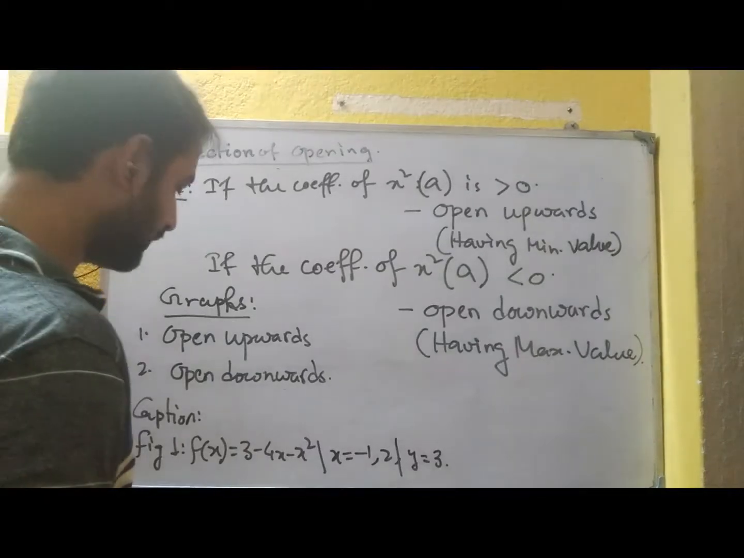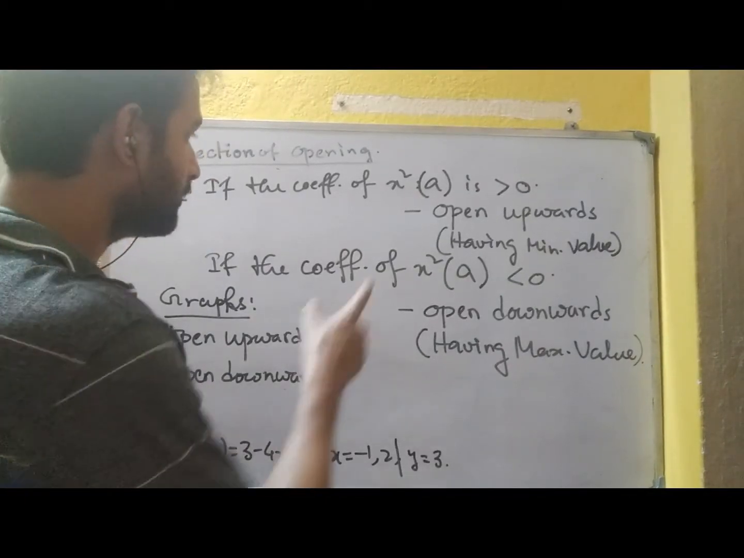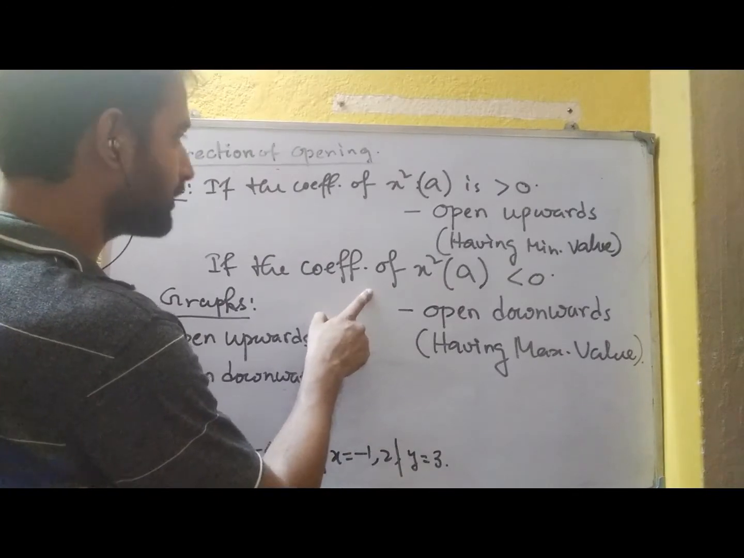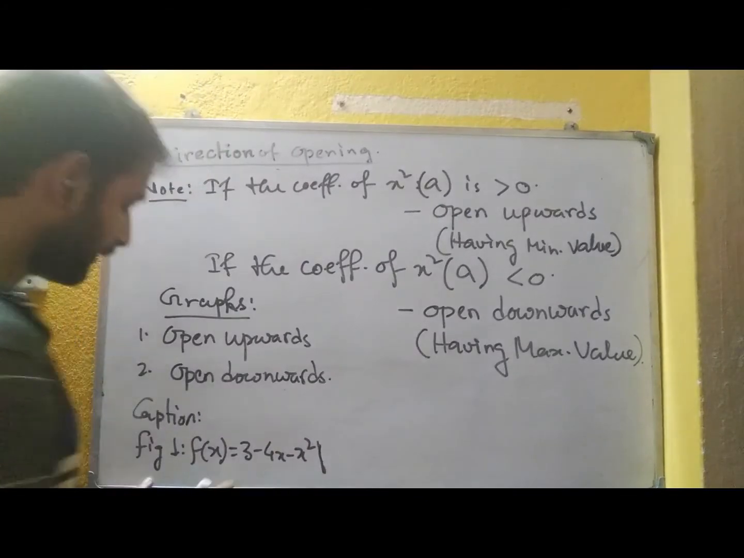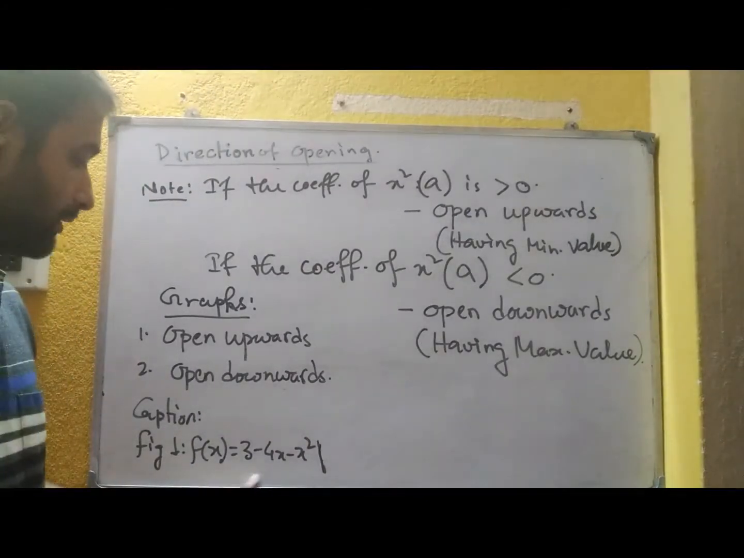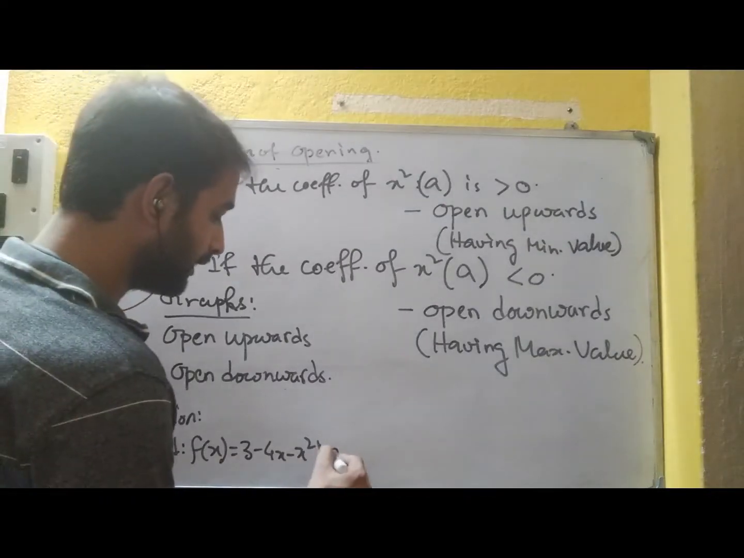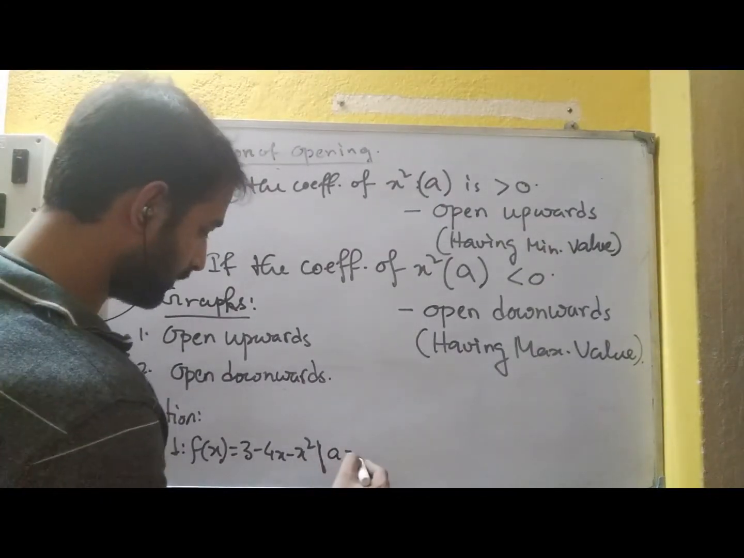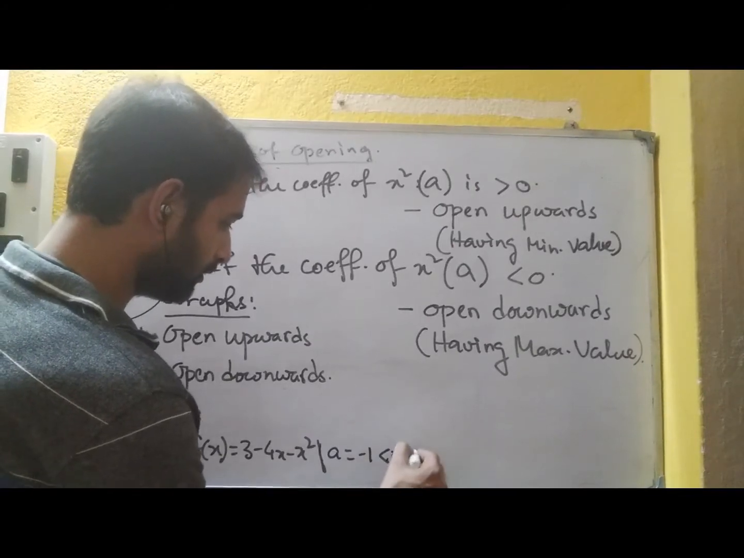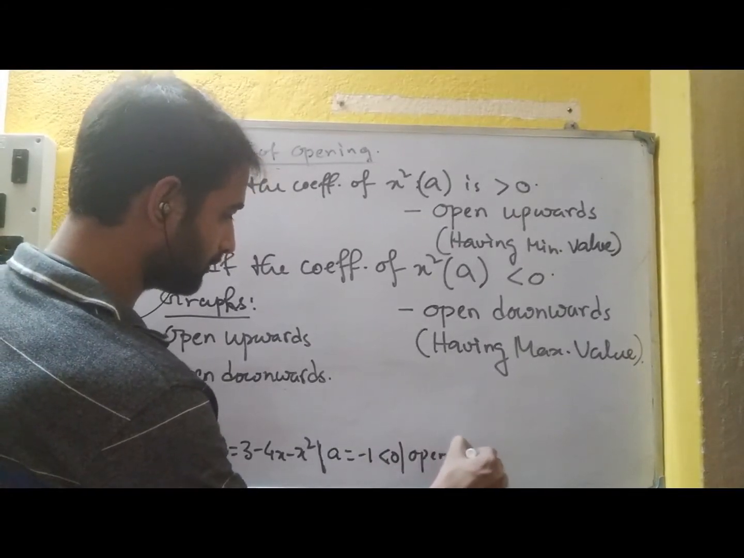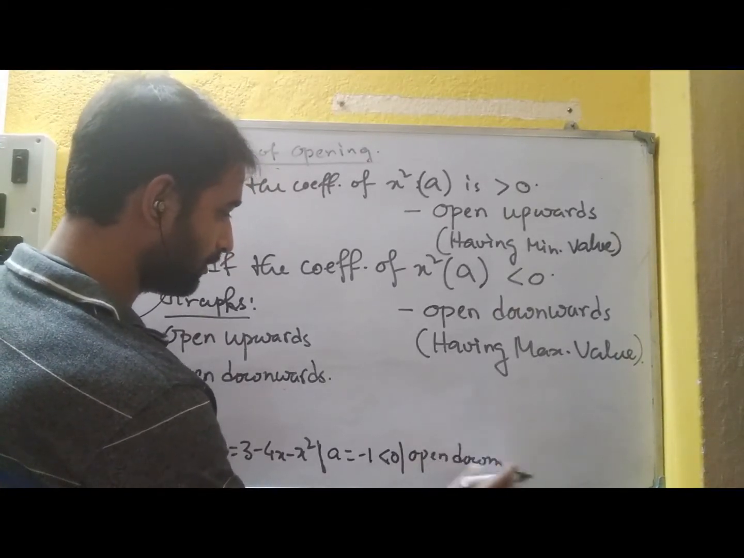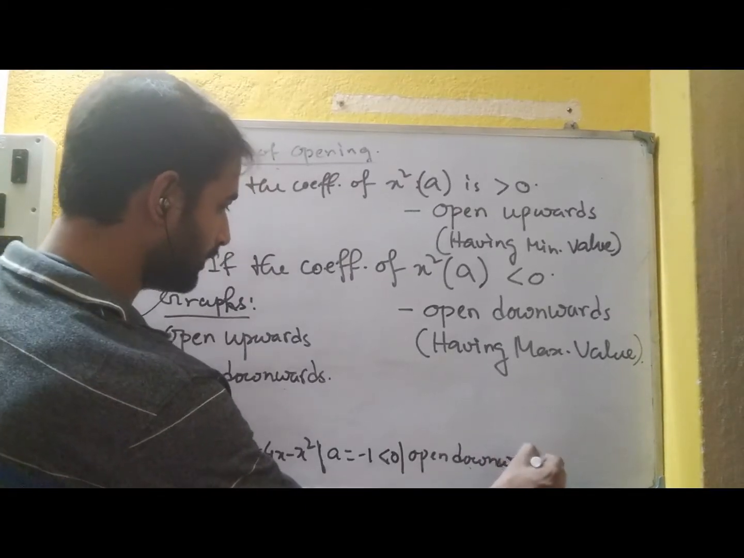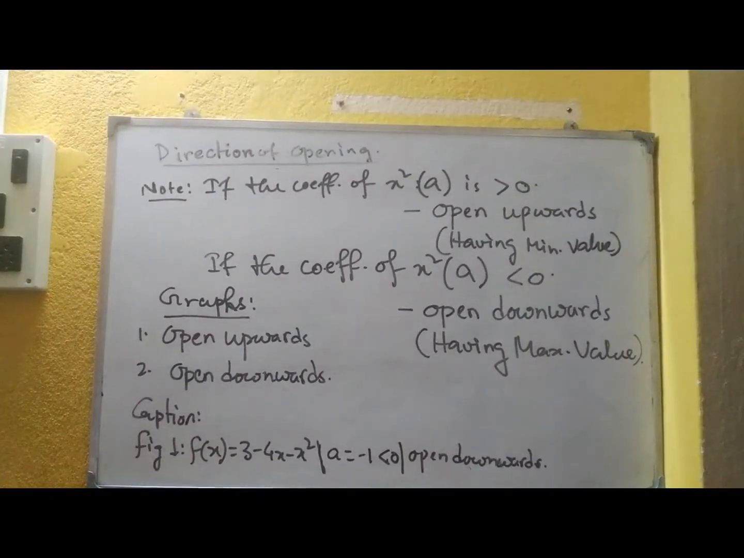Similarly, if you are giving the caption for a graph about the direction of opening, you will write it like this. After the equation, you will write figure 1 or any figure number, f(x) equal to the expression, then a equals, say, this expression, x minus 1 less than 0, open upwards. Sorry, it is open downwards. In this way, you will give the captions. For each graph, there should be a caption.